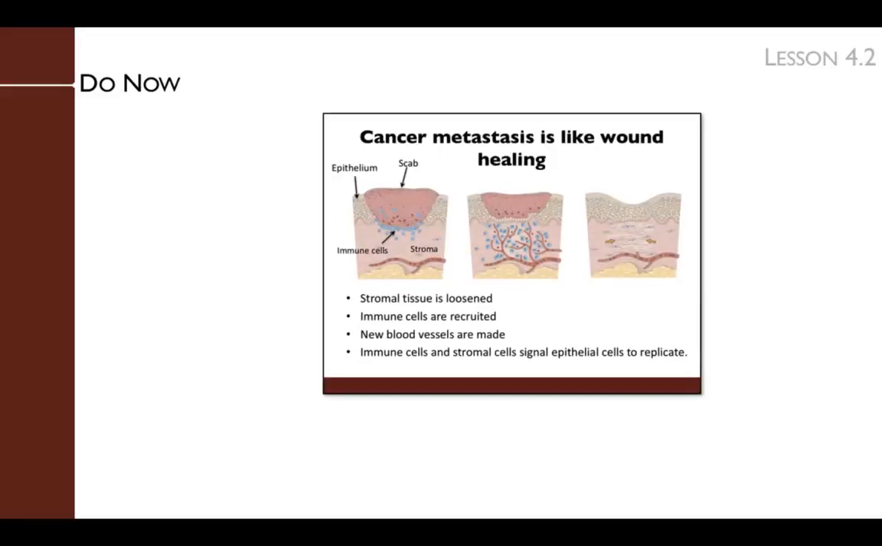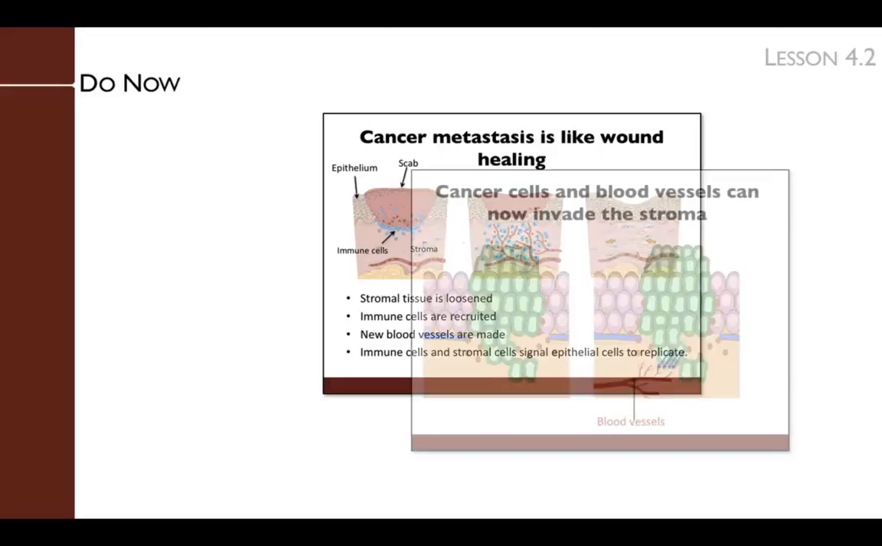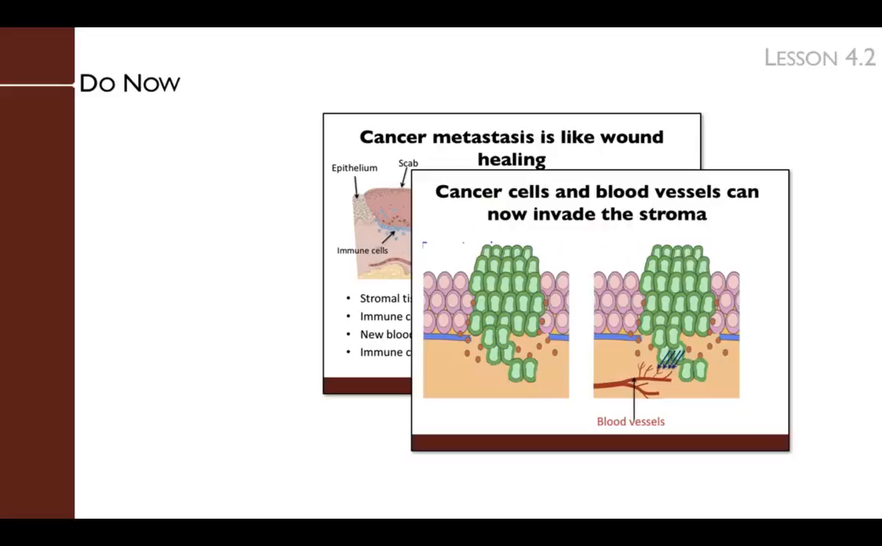Metastasis involves the same kinds of processes that wound healing does, but in reverse. The connection between wound healing and metastasis is recruitment of the blood system to the site. In wound healing, the blood vessels are recruited so they can supply cells to heal the wound. In cancer, the blood vessels are recruited so the cancer cells can travel through them. Another connection is the loosening of the stroma.